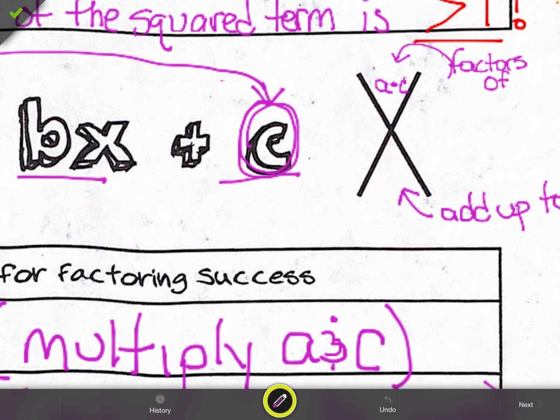Now, this bottom part of your X puzzle is not going to change. It's still going to be B. Whatever number is in front of just your x, or your single variable, you're just going to put on the bottom. So let's glance down here at the example before we look at step 2. 2p squared plus 17p plus 35. They want us to factor this.